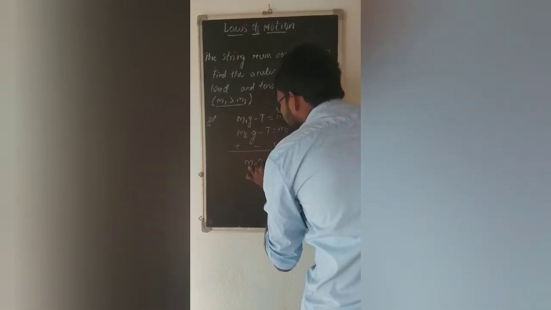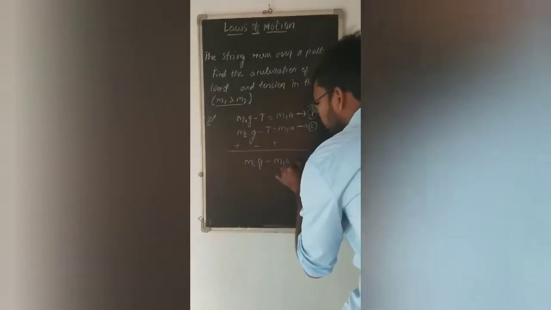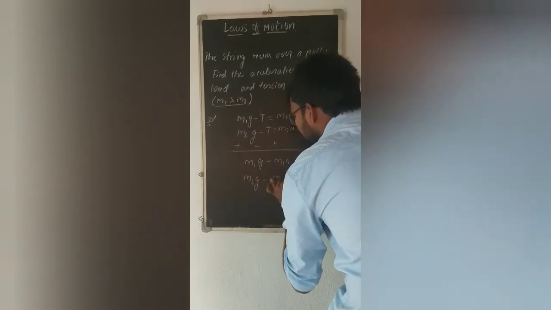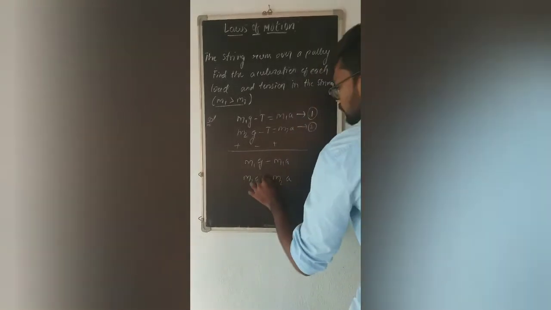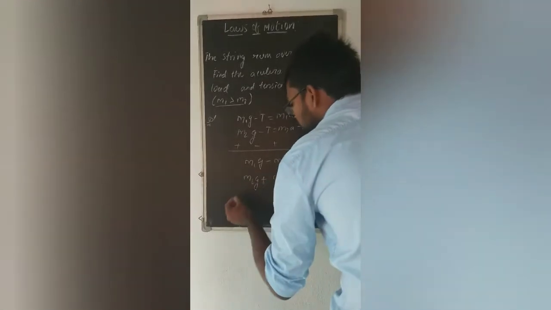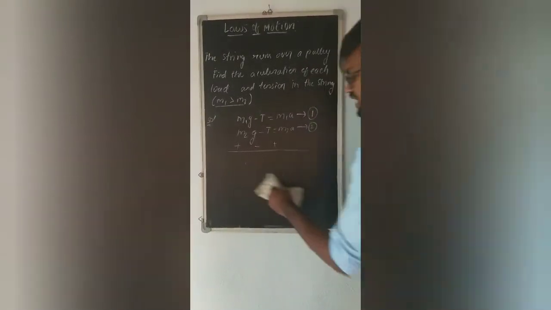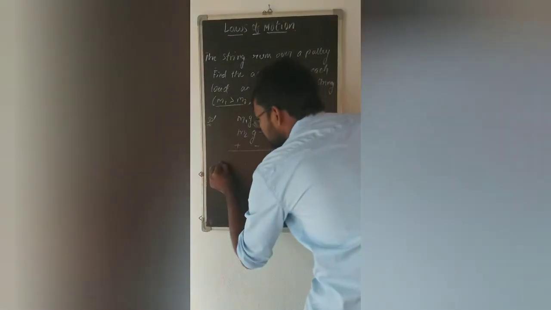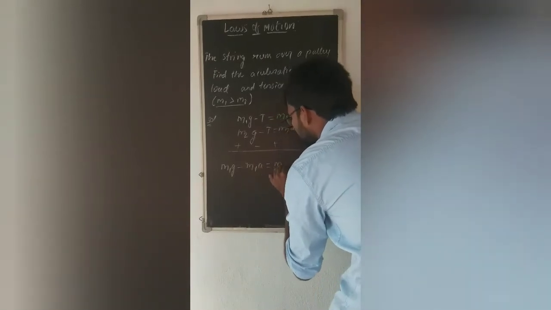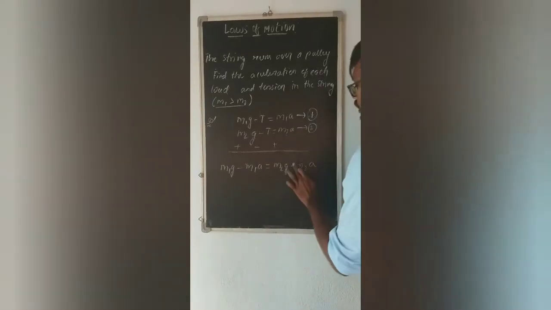M1G minus M1A and M2G minus M2A. Okay, this will become plus. Now if we write both the equations on the same side, then M1G minus M1A equal to M2G plus M2A. It will be minus only.